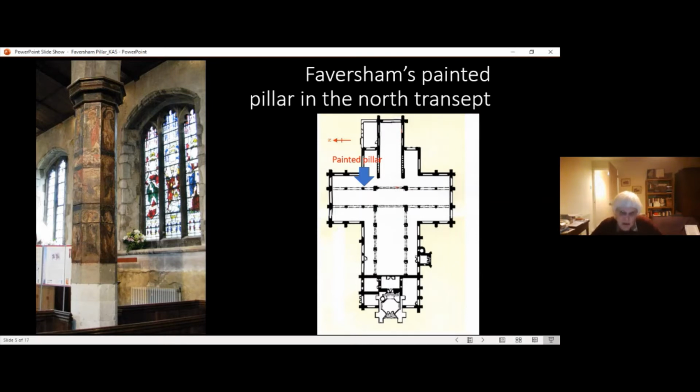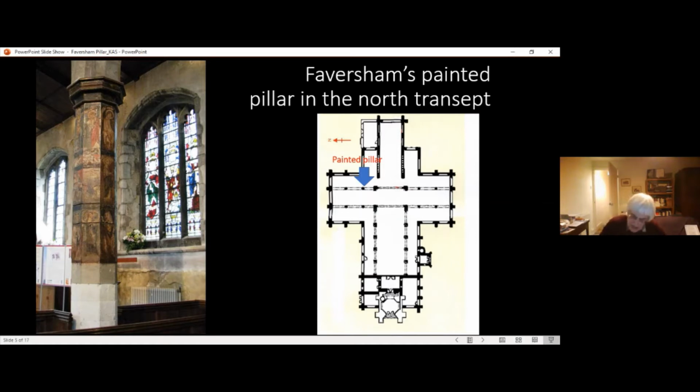Now you can see where I've pointed to which of the pillars we're going to be looking at, and it's also worth noting that there are traces of paint on 3 other of the transept pillars. In other words, the 4 nearest the central nave and chancel of the church. This, unfortunately, is the only survivor.